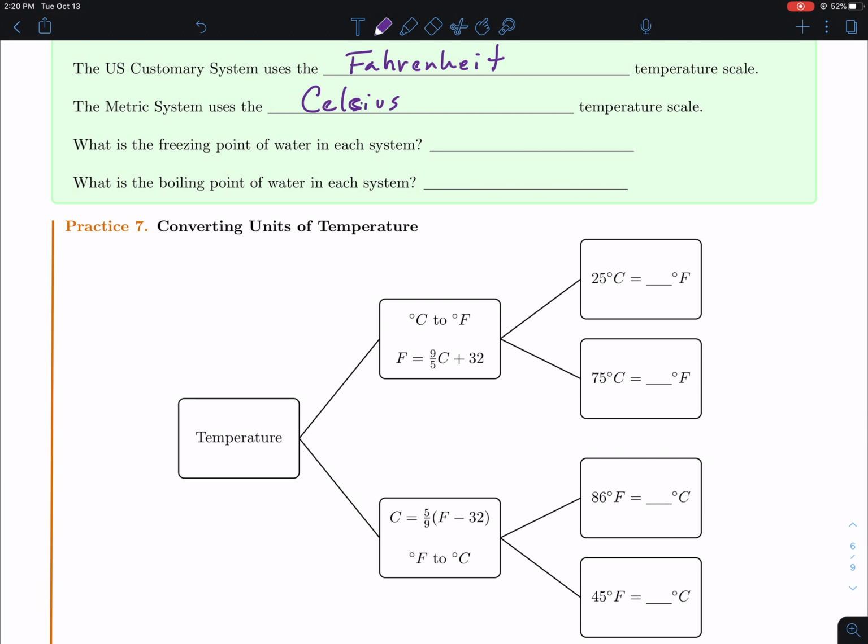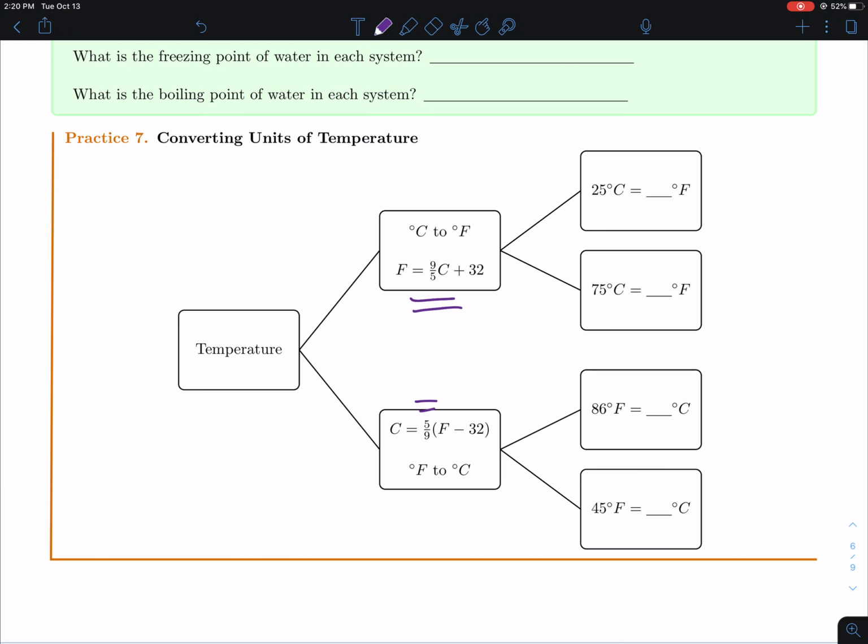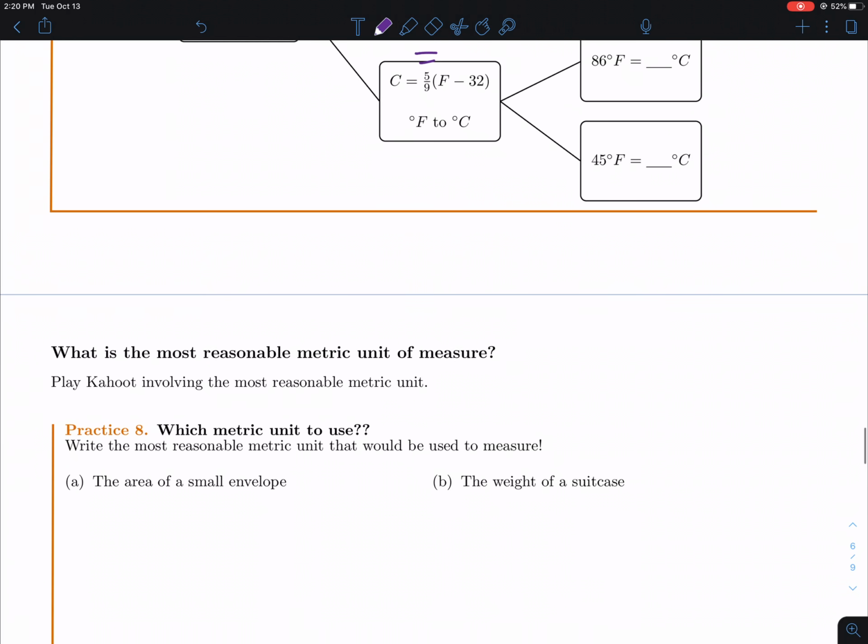I don't know if you guys remember what the freezing point of water is in each system, so maybe I'll leave that to you to look up just in case. But the goal is if you start with something in Celsius, we're going to use this formula to calculate what the Fahrenheit is. And if we're starting with something in Fahrenheit, we're going to use this formula to calculate what the Celsius is. So again, I'm going to leave these for you to practice. If you get messed up on them or struggle with them, let me know so I can help you out. But otherwise, I'm going to let you try those on your own.